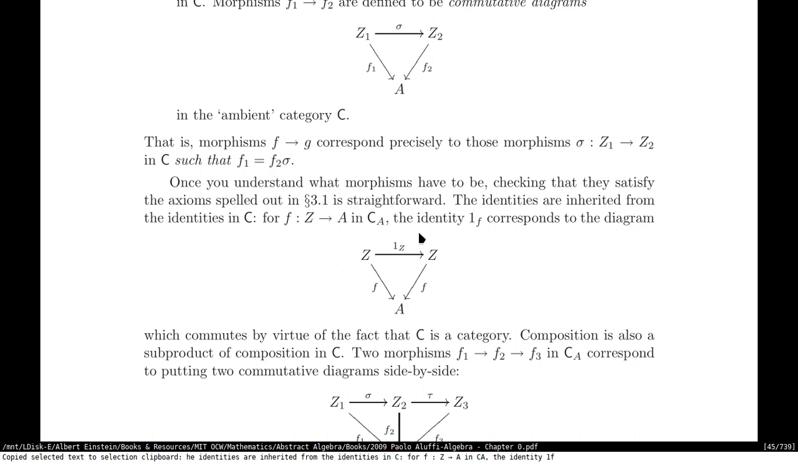So yeah, it's pretty clear because you have two different categories C and CA, and this is what we're talking about, CA, right? And this part from Z to Z is actually from the category C, right?